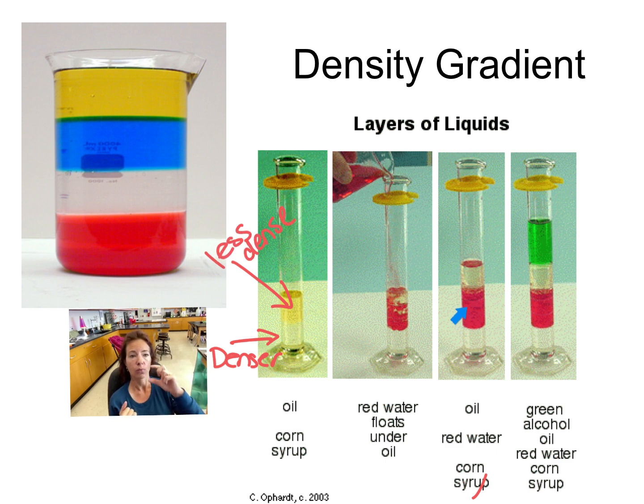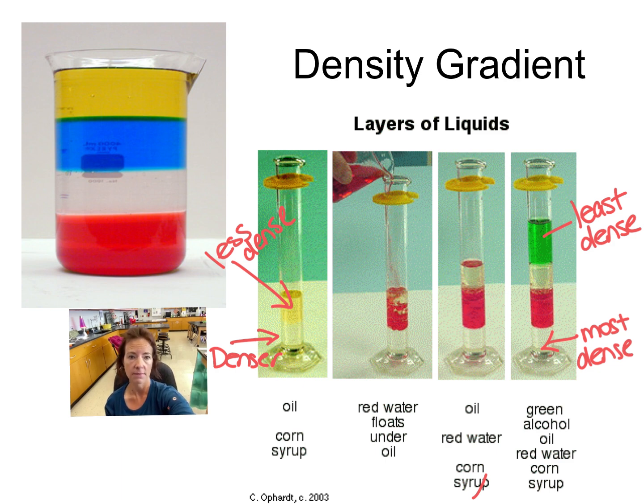So that means that the red water is less dense than the corn syrup because it's above the corn syrup, but it's more dense than the oil because it's below the oil. Then if we add in some green alcohol, we can see the green is floating at the very top. That tells us the green liquid is the least dense, and the most dense material down at the bottom is the corn syrup, and our other two materials are in between the densities of those. So we can use density to actually separate materials.